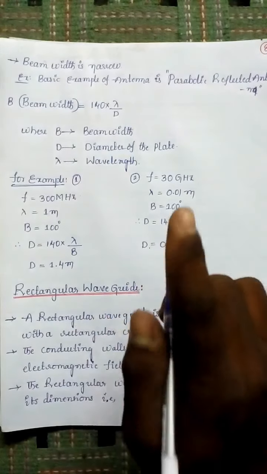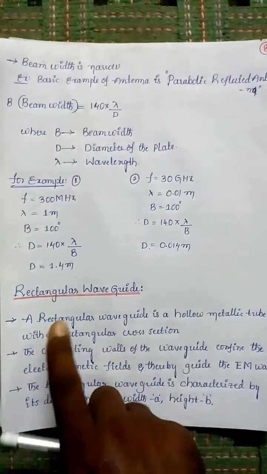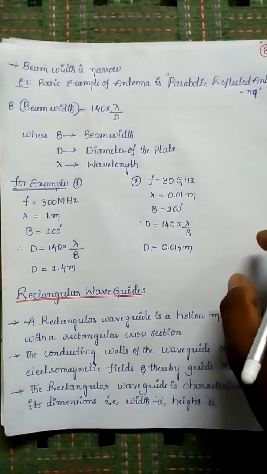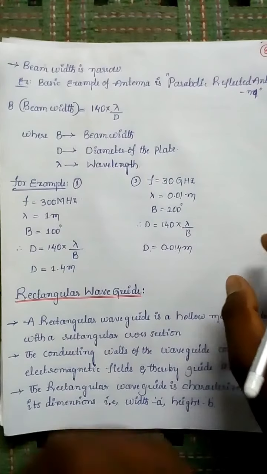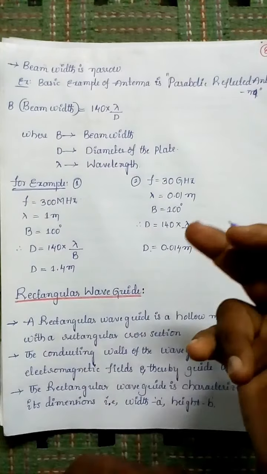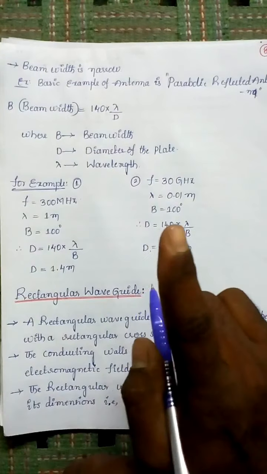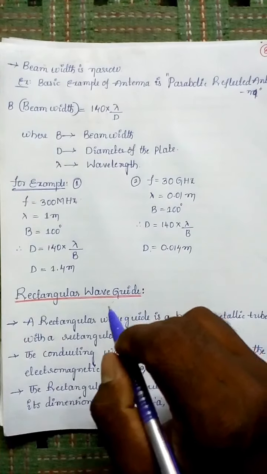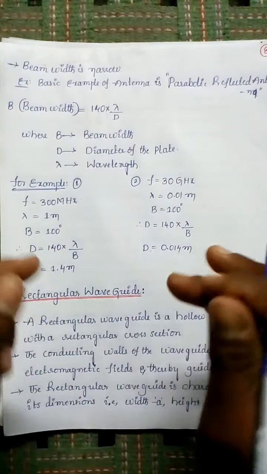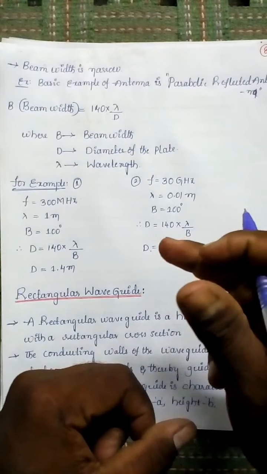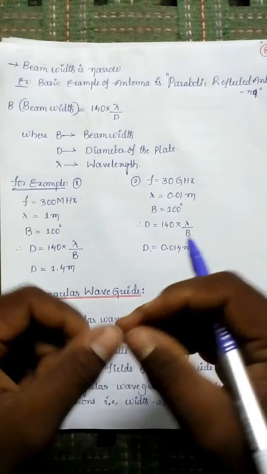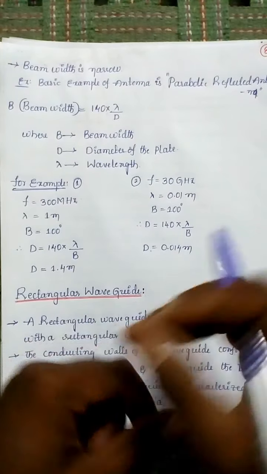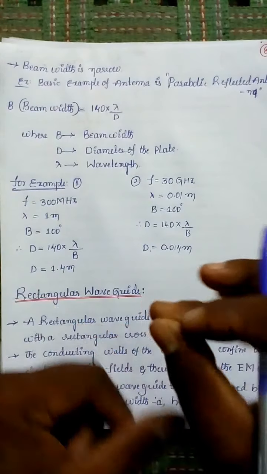Next, the main important topic of the first unit is rectangular waveguide. First, the outline of rectangular waveguide. First is the structure of rectangular waveguide. The second is what modes are used in this rectangular waveguide. Then, what is the condition for wave propagation in a rectangular waveguide. Next, what is the cutoff frequency and the cutoff wavelength. We just have to know the expressions for finding them.